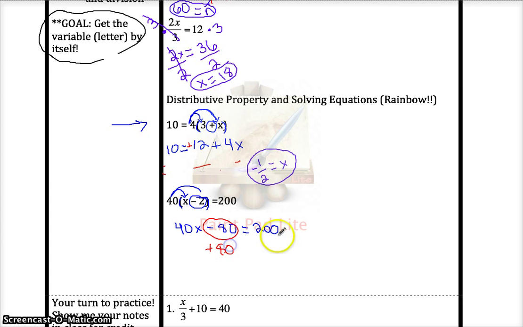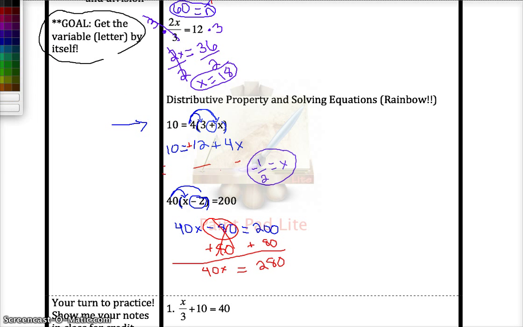We're going to add 80 to both sides, because whatever we do to one side, you have to do to the other. 200 plus 80 is 280. And on the left, negative 80 plus 80 goes away. So then I have 40x equals 280, just like that. And then we're moving on to the purple step, or undoing multiplication and division.